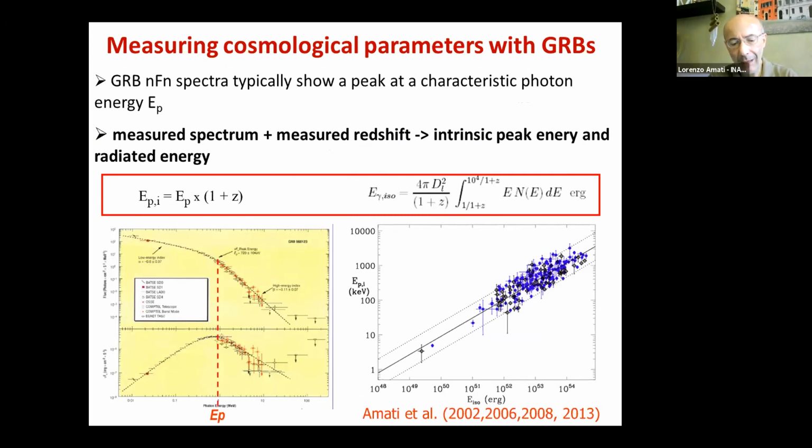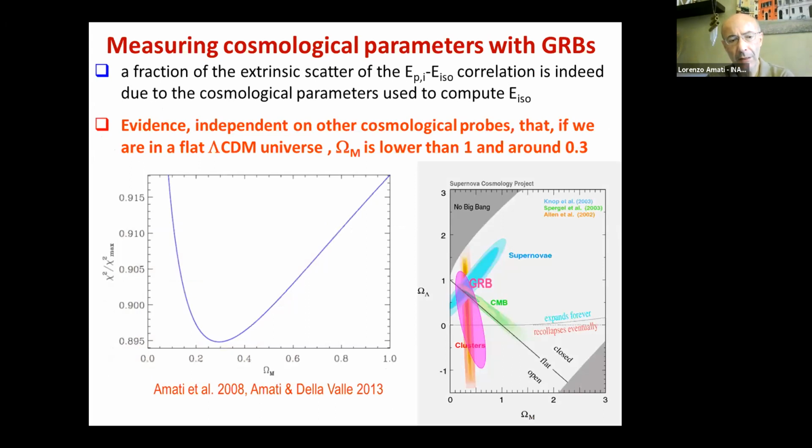We vary the value of omega m from 0 to 1, with which we compute the luminosity distance used to compute the isotropic radiated energy. So we created a data set for each value of omega m, fit the correlation with a likelihood that is well suited for this kind of study, and evaluated the goodness of fit, the chi-square, or the minus log likelihood. And what we found is that the goodness of fit, as a function of omega m, has a nice parabolic shape, minimizing at omega m 0.3.